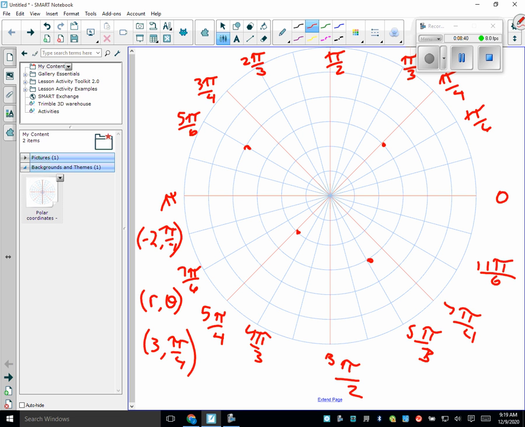Okay. I'm going to give you one more. How about 7, 3 pi over 2? That's going to be bigger than my graph, isn't it? So what do you do? Well, I have a choice. I either go off the graph, or I say every circle is 2. Remember on squares, when it was too big, you let each square be 2 or 5 or whatever? So how would you say that?